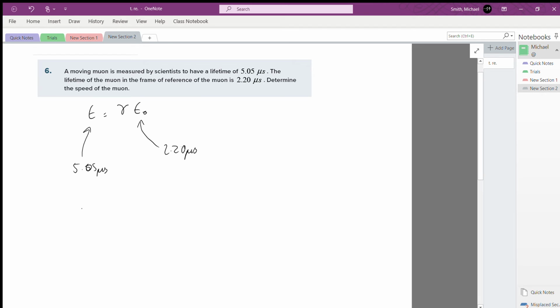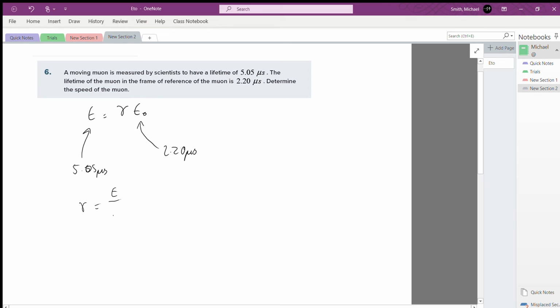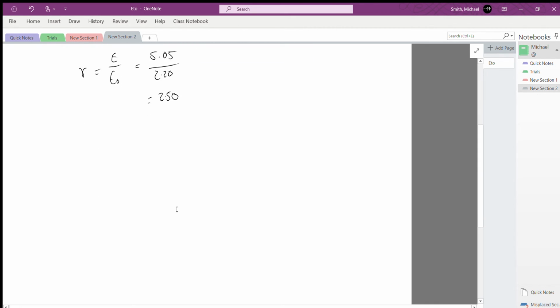So here we have the Lorentz factor is t on t naught, which will be 5.05 divided by 2.2, which ends up being 2.5. Now this algebra is a little bit tricky for finding v, so we have the Lorentz factor is 1 on the square root of 1 take v squared on c squared.